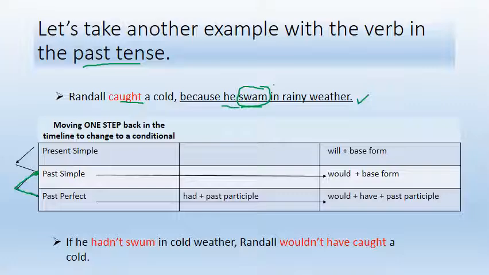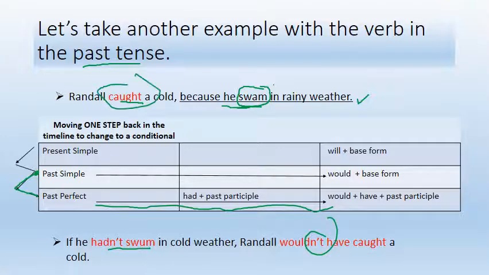And this is positive, isn't it? We have to put a not. If Randall hadn't swum in the cold weather, okay, or if he hadn't swum in the cold weather, comma, what do we put after the comma? We go here horizontally. Would plus have plus past participle, but we have to put it in the negative. Why? Because here it's in the positive. Randall wouldn't have caught a cold. Let's read the two sentences again. Do they make sense? Of course, they do make sense.